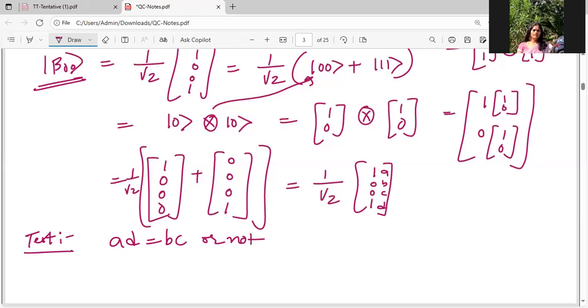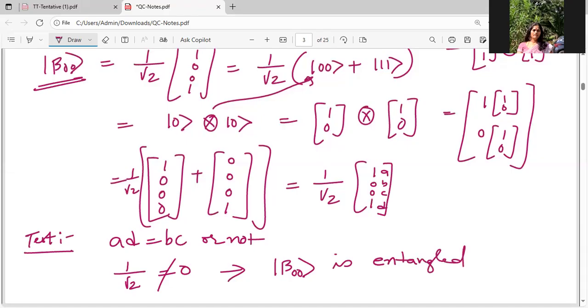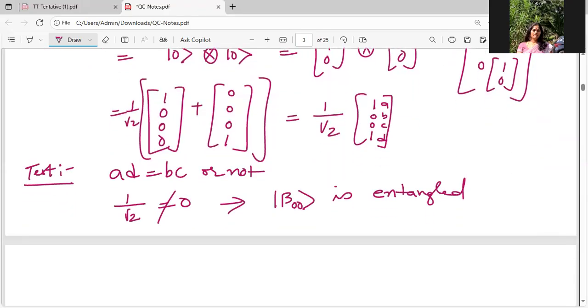AD is what? 1 by root 2. BC is what? 0. Both are not equal. Hence, what can I say? Hence, beta 0 0, how you conclude is also important, the first EPR state is entangled. See, if both would have been equal, then they are not entangled, or separable.